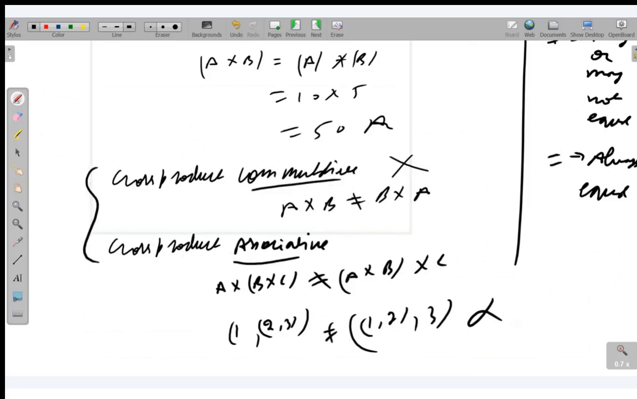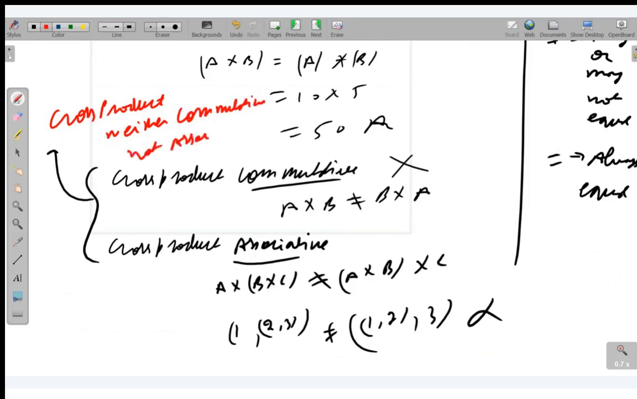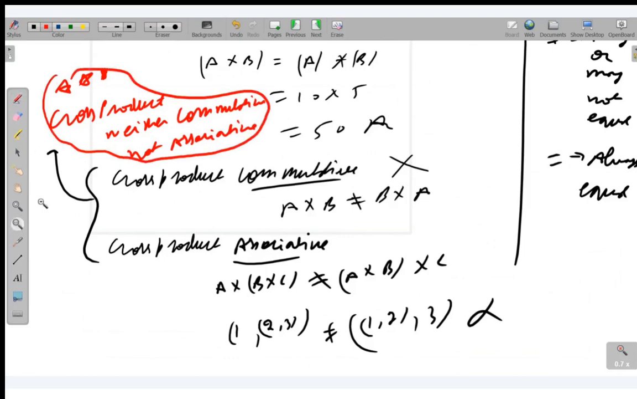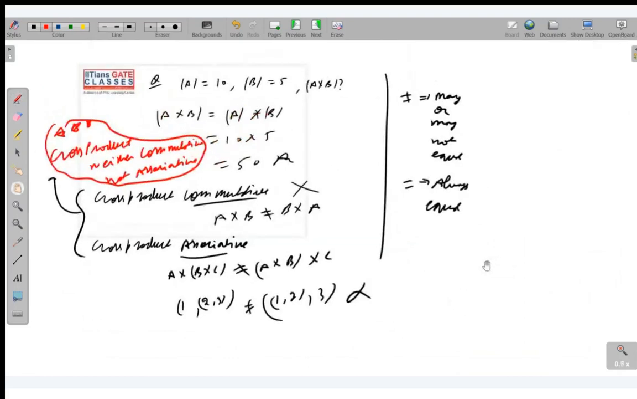This question has been asked. So finally what I will write: cross product is neither commutative nor associative. That is a very important point. Okay, yes, so now you can take snapshot. I will jump to the next slide. Done, sir. Okay.